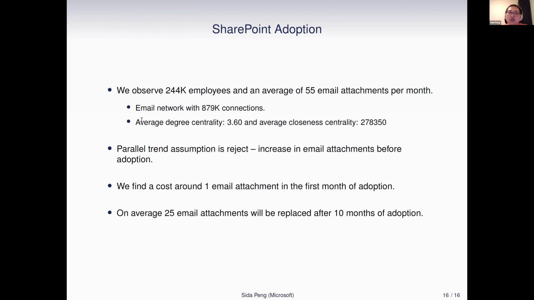First, we show that the parallel trend assumption is rejected. I will show the results in the next slide. What we find is that there is a cost of adoption. In the first month after you adopt the technology, there is actually an average increase of 1 attachment, and then we see a decrease in your number of attachments. After 10 months, on average, you reduce your email attachments by 25 pieces.